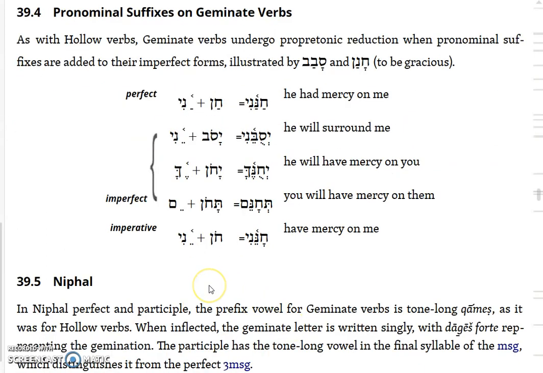And so anyway, that's a bit about pronominal suffixes. Again, in the long run, you're not going to be producing these forms. You're going to be just having to recognize them in context. And again, with the tools that you have, you can right-click and it'll take you to Brown Driver Briggs, which will help you to discern which form is which stem.